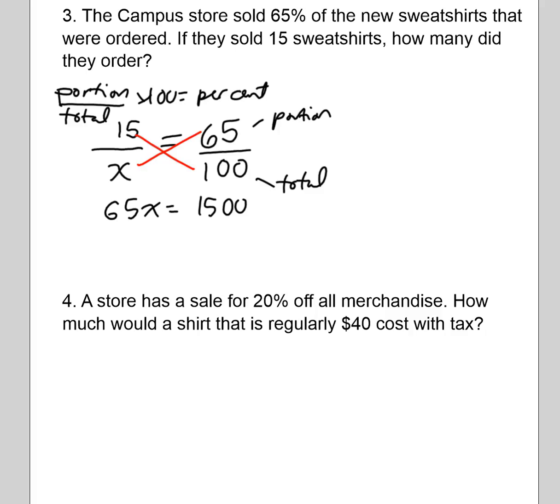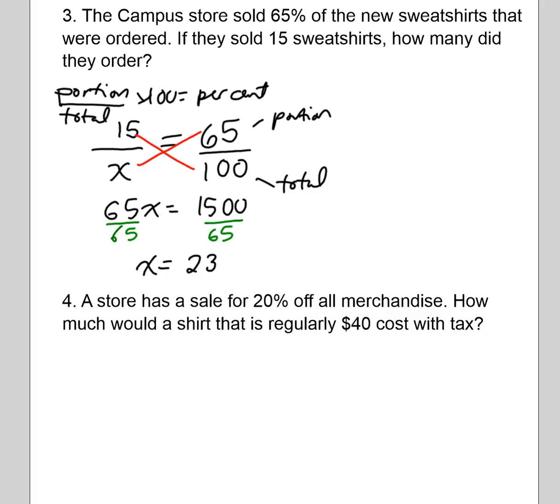And then to solve for X, we just divide. So it's, remember, called cross multiplying and dividing. And you're going to get an answer of 23.07, so approximately 23. Now, sometimes it's going to happen with percents because we round sometimes when we're dealing with percents. So they didn't order 23.07 sweatshirts, so we're going to say they ordered about 23 sweatshirts.